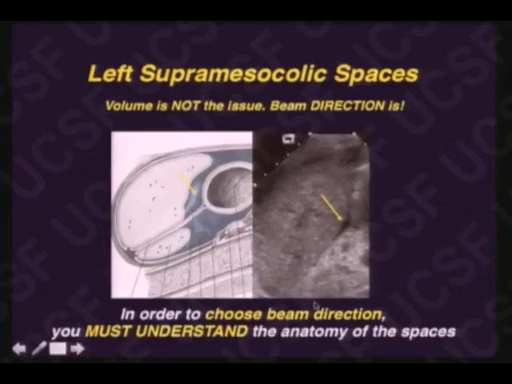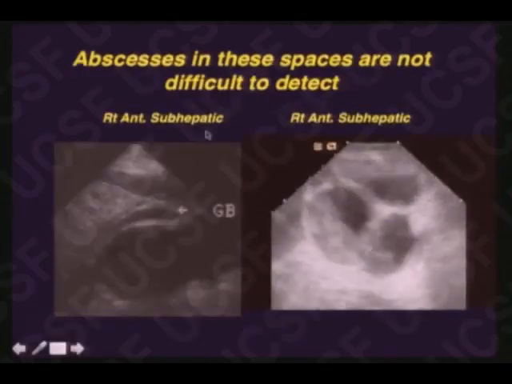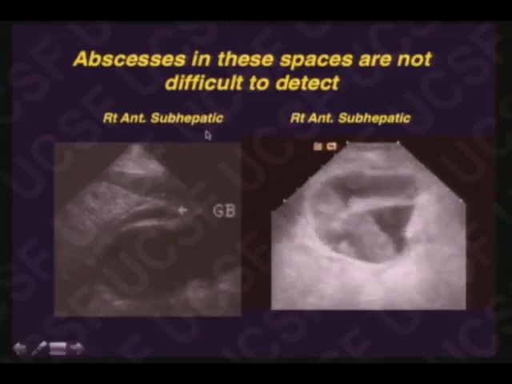Now, again, I want to reiterate, volume is not the issue. The issue is beam direction. So if we place our transducer properly, we are going to find that 1 or 2 cc's of fluid in the gastrohepatic recess. We can't miss it. So again, abscesses in these locations are not difficult to detect.